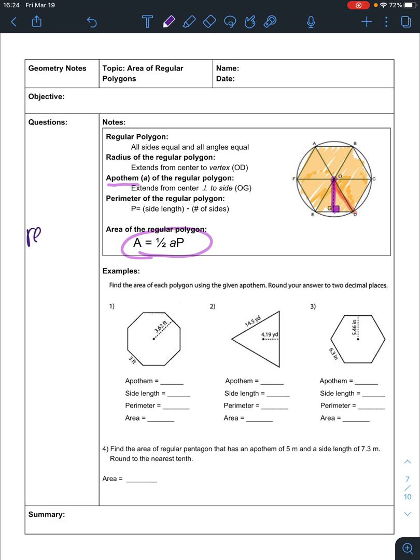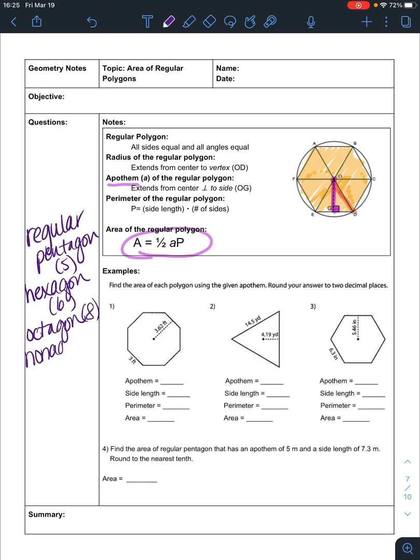So if it ever says regular pentagon, that's 5 sides. Hexagon, that's 6 sides. Octagon is 8. Nonagon, I know I skipped 7. We don't use 7 very often. And then decagon. I'm just giving you some reminders of shapes we use often. If it says a regular pentagon, then that's how many sides you're going to use. That's going to be helpful to find the perimeter.